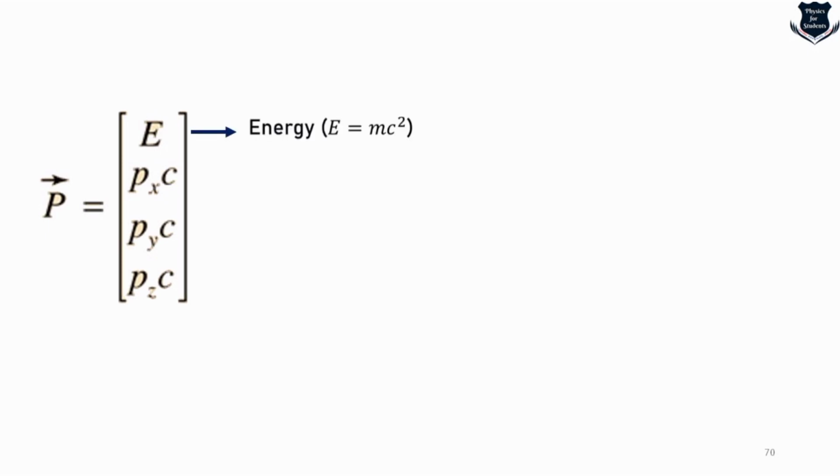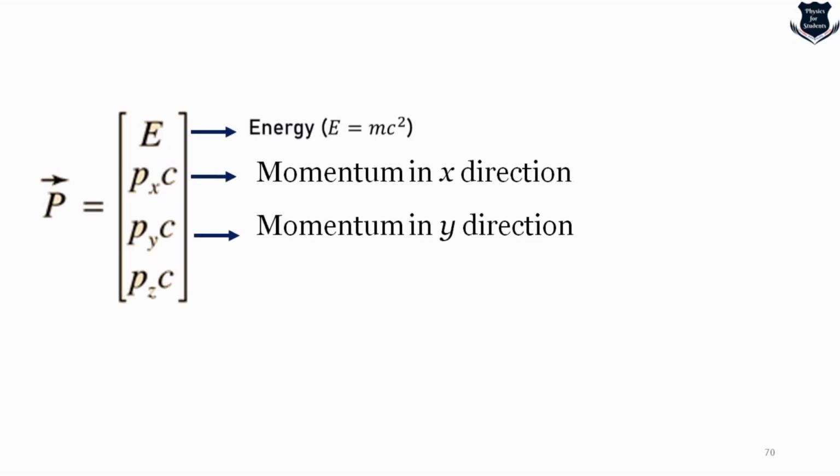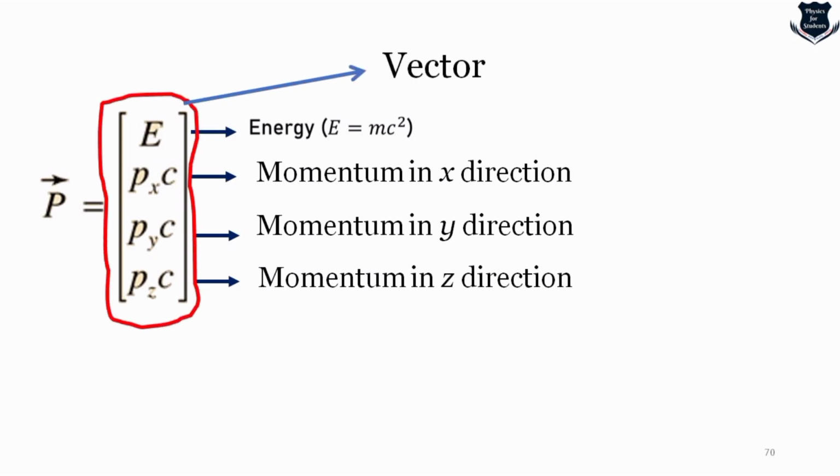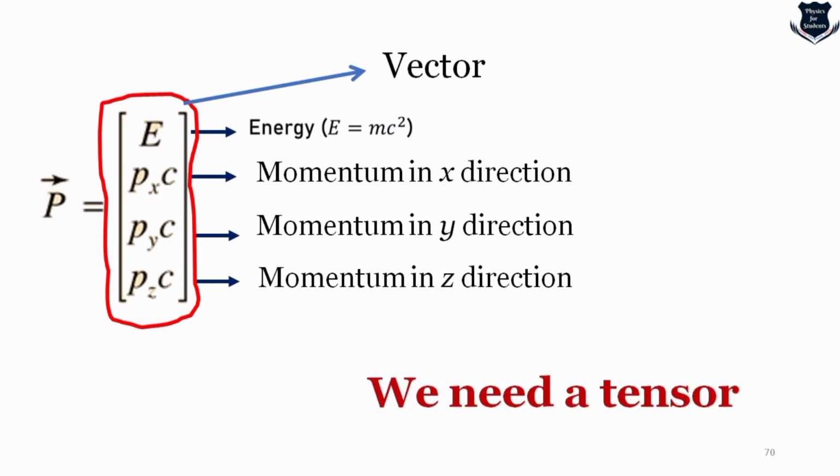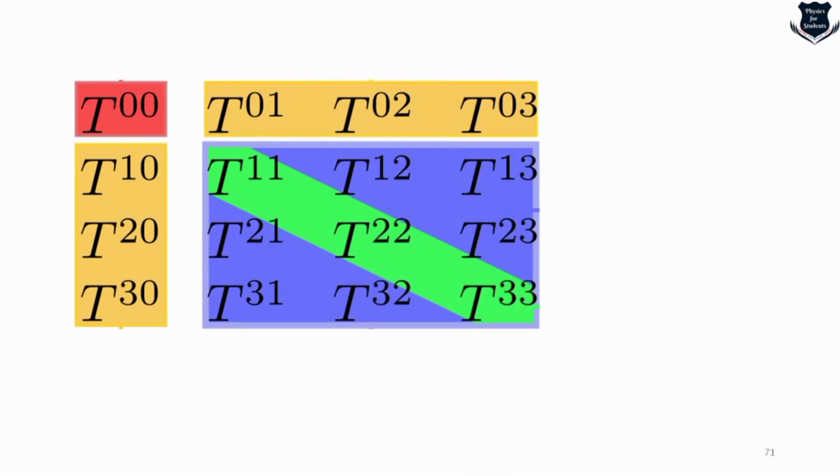So this is the energy, the momentum in X direction, momentum in Y direction, and momentum in Z direction. So this is the momentum in all the 3 directions. But just note, this is actually a vector because we are dealing with a pre-relativistic era. But what we need is a tensor. So now let us reform them into this.